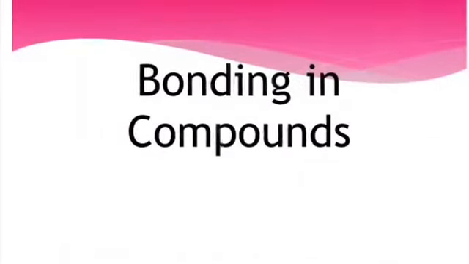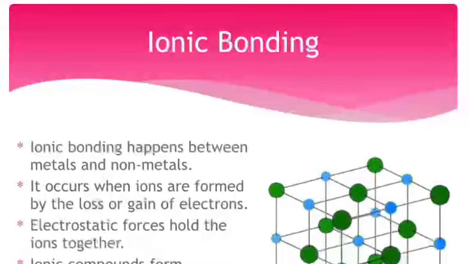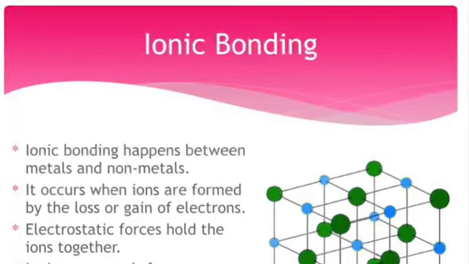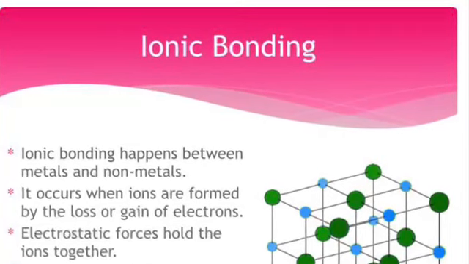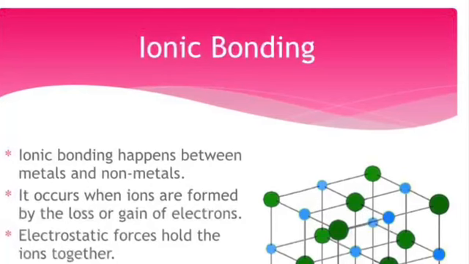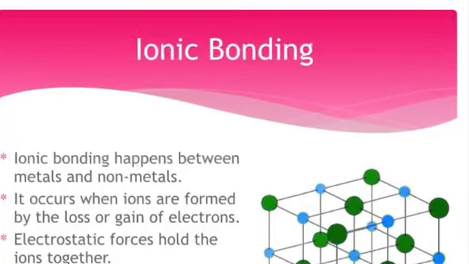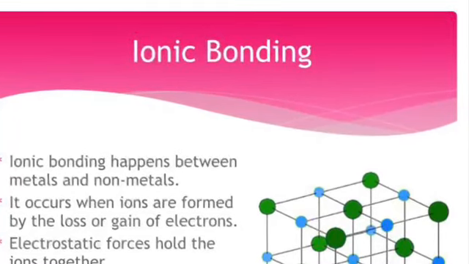Bonding in compounds. Ionic bonding is generally between metals and non-metals, between atoms of largely different electronegativities. It's where the metal loses an electron, the non-metal gains an electron, and they're held together by electrostatic attraction. Think of magnets, north and south.